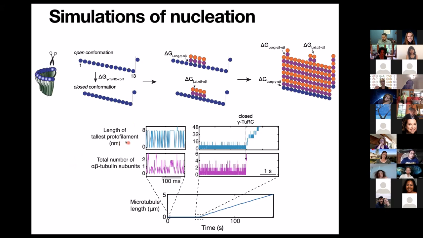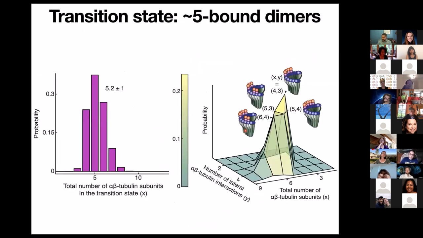So what you have is you run one of these simulations, you can see that a few subunits will bind to the gamma TuRC and come off and on until you reach a critical nucleus size, and then microtubule polymerization takes off and you have lots and lots of microtubule growth on this thing. If you look at the statistical properties of what these nucleus sizes were, what is the configuration that became polymerization tolerant, you find that there's a number of species. So this is an interesting histogram. Each of these points is a different number of lateral alpha beta associations and a different number of total alpha beta subunits on the gamma TuRC. And these are the most populated species in these simulations.